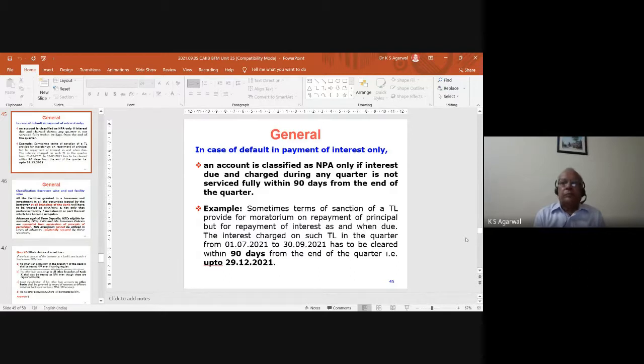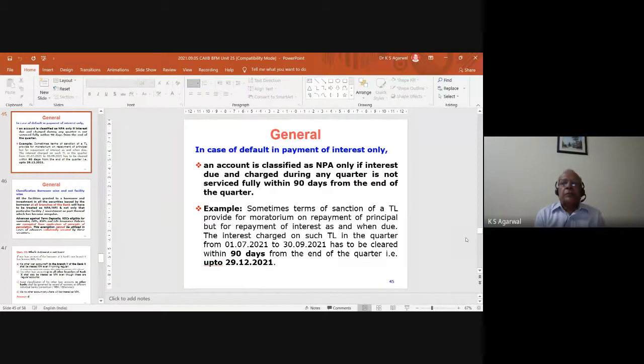So in such type of advances, principal's repayment has not started, but terms of sanction say that interest is payable as and when due. So if suppose term loan interest is debited during the quarter July 21 to September 21, he can pay this interest in the following quarter within 90 days from the end of quarter, that is up to 29th December 2021. My quarter ended on 30th September 2021. Within 90 days from the end of the quarter, if he pays the interest, there is no problem. But if he does not pay interest, then this account will become NPA.